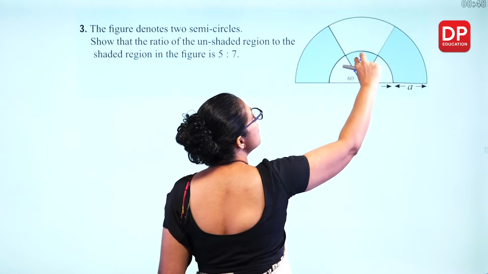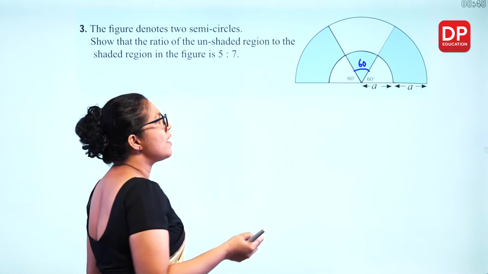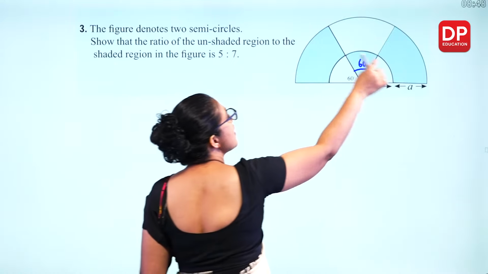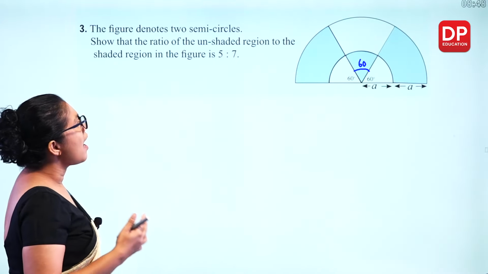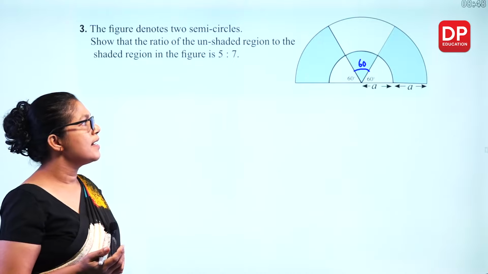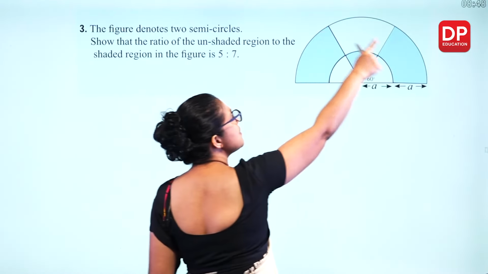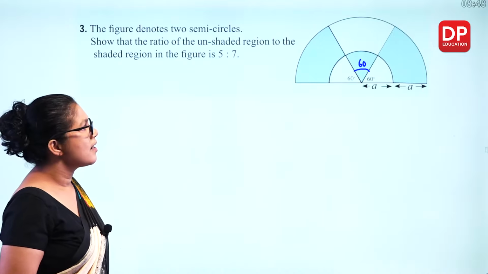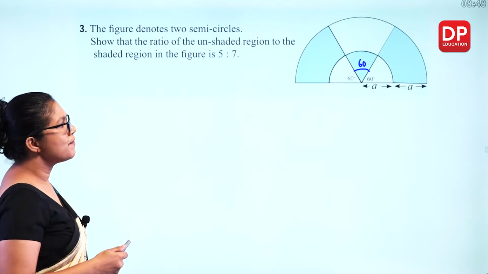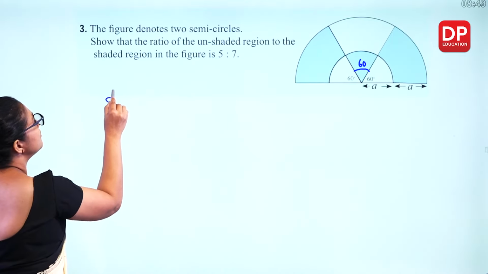So you can first find the area of the smaller one, and areas of these two, that becomes the shaded part. Unshaded part, how can we find? Take the full semicircle, subtract the shaded part, you get the unshaded part. So we'll first find the shaded area.